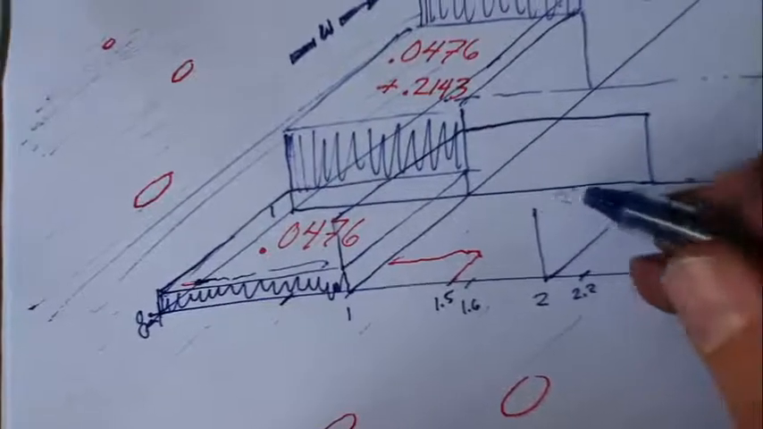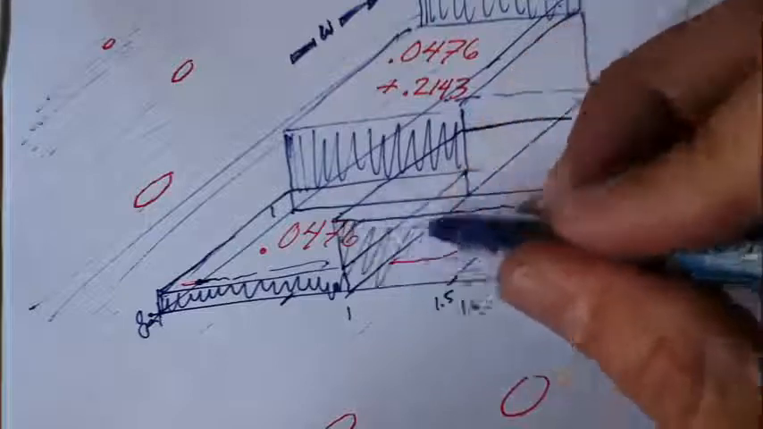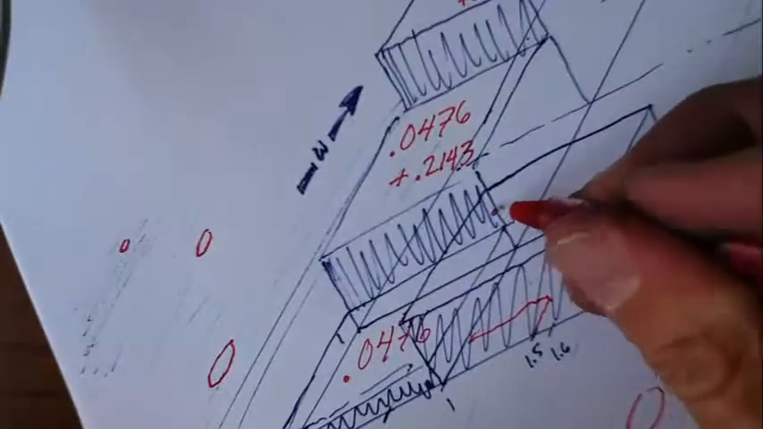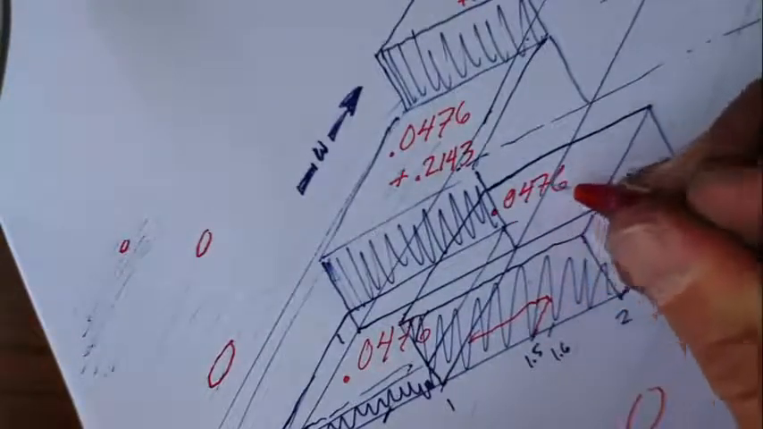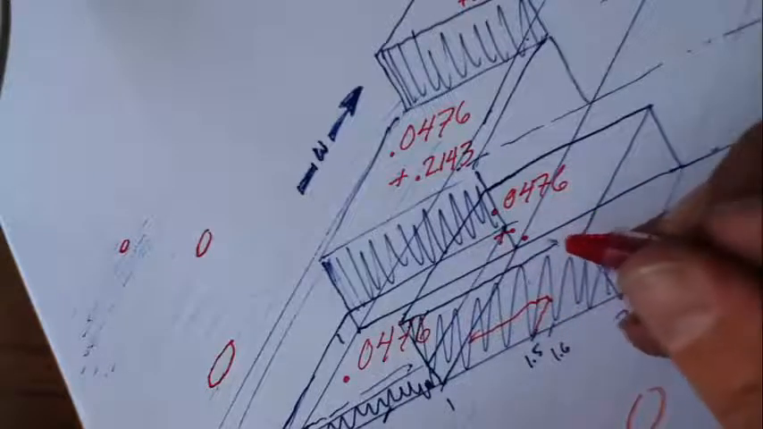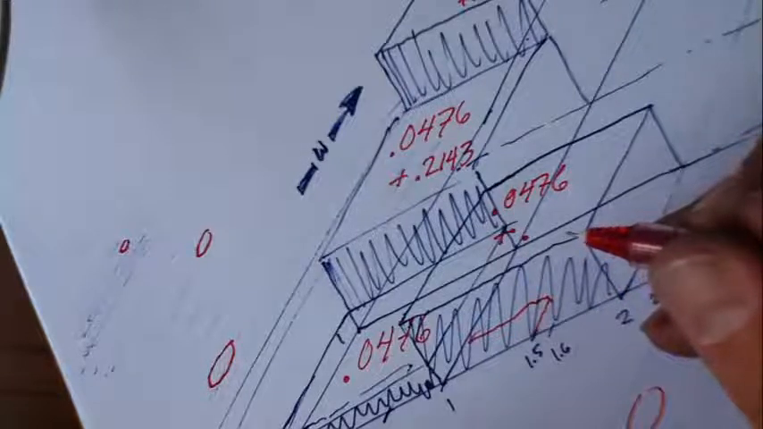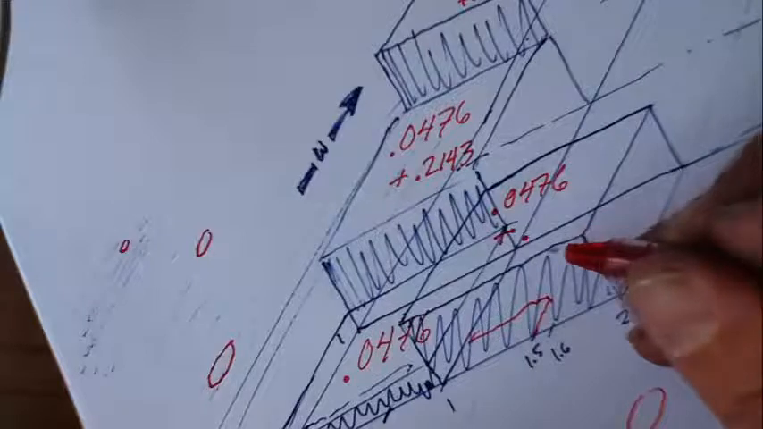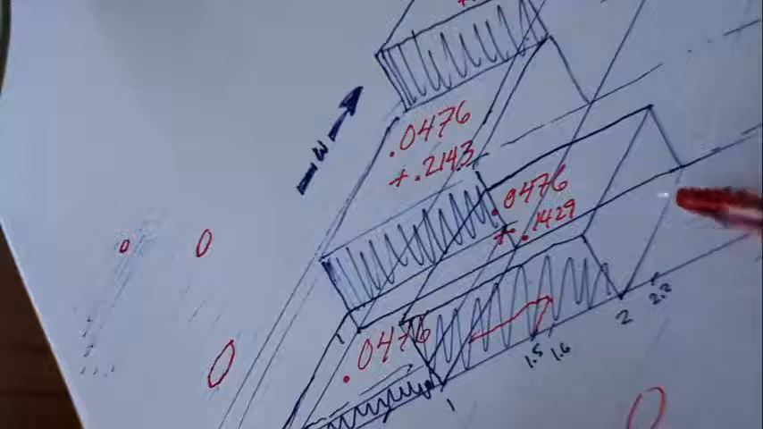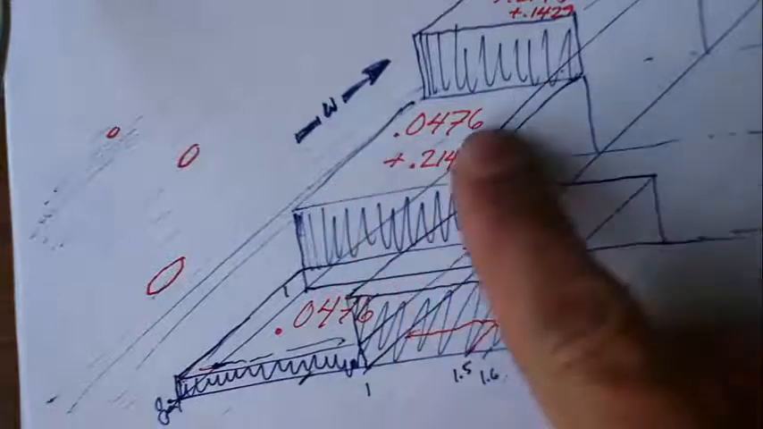Maybe a little shading, nice and pretty. So this is going to be 0.0476 plus 0.1429. It's going to be the height of that. You can see that it's not quite as high as this block here.